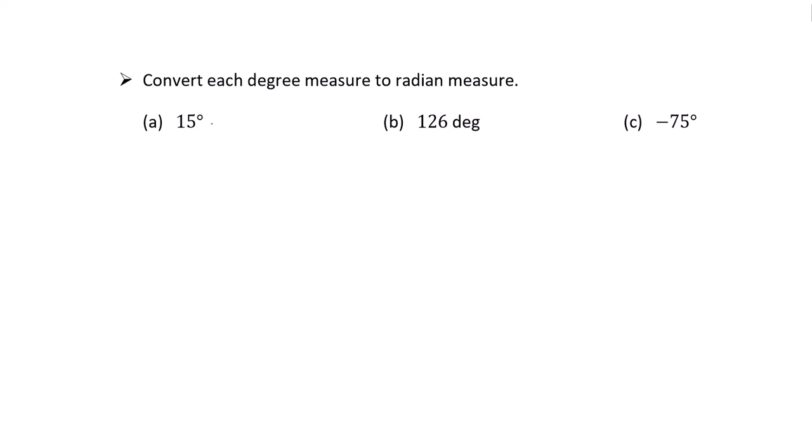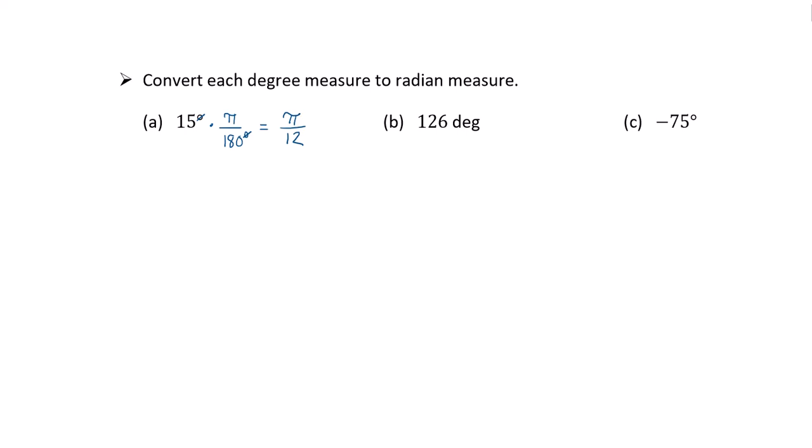Here, let's convert each degree measure to radian measure. 15 degrees, I'm going to multiply by pi over 180 degrees. This way, our degrees will cancel each other out. After simplifying, I get pi over 12 radians.